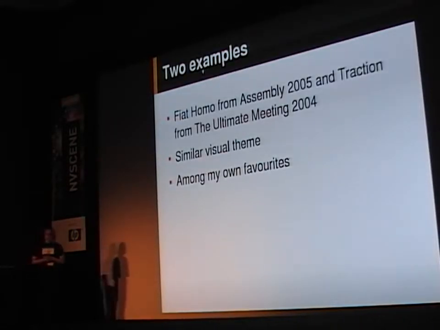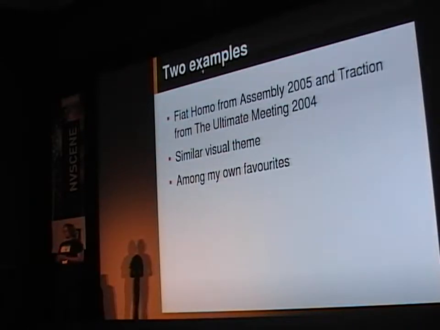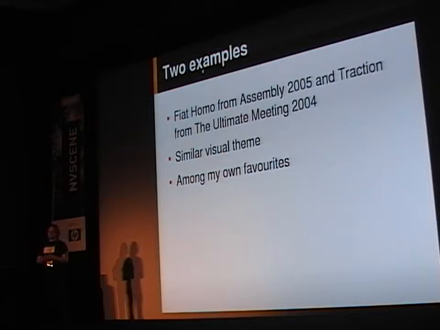So now I'm going to talk about two of the demos that I have made. They are called Fiat Homo, which was released in Assembly 2005, held in Finland, and Traction from the Ultimate Meeting 2004, held in Germany. Both are rather old, as I have made about 20 demos since then, but I chose these two for the presentation because they are visually pretty similar, and they have the same outlook on things. I also think both of these are among my own personal favorites of the demos that I have made.